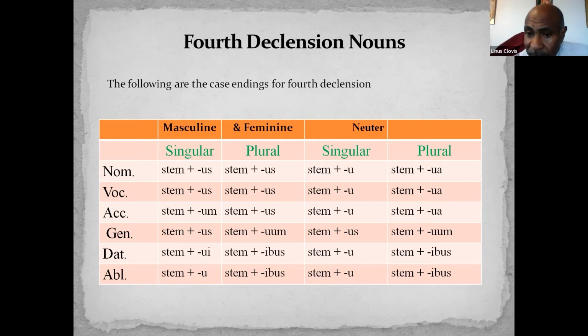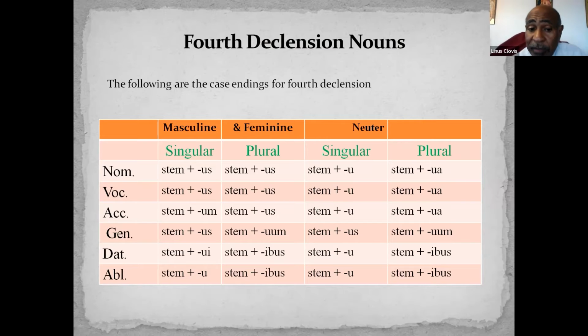All right. When we go to the neuter, there isn't much difference, because in the neuter the nominative ends in u, the stem plus u, and the same for the vocative. And for all neuter nouns, the nominative, vocative, and accusative are the same. All of them: first, second, third, and fourth. And we'll find out fifth as well. If we go across to the plural, all that we're doing is adding an a: the stem plus ua. Again, for the neuter nouns, all the plurals of nominative, vocative, and accusative are the same. So that makes it very easy.